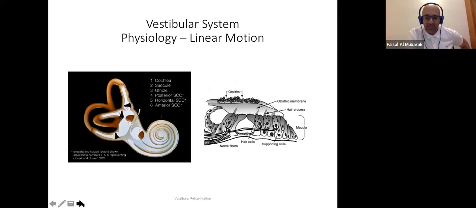اللينير موشن. ايش اللينير موشن؟ اللي هي الحركه، حركه الانسان عاديه. تمام، واحد يمشي كذا تك تك تك تك فورورد، تك تك تك تك باكورد. تمام، او يمشي سايد تو سايد، يمين يسار، او حركه الاسانسير هذه فوق تحت، هذه كلها لينير موشن. لينير موشن هذه ما لها دخل في الانجلر موشن. طب ايش يصير في اللينير موشن؟ وكيف ان الفيستيبولار سيستم يقدر انه يوضح للبرين انه والله قاعد يصير الشيء هذا. كيف؟ نطالع.